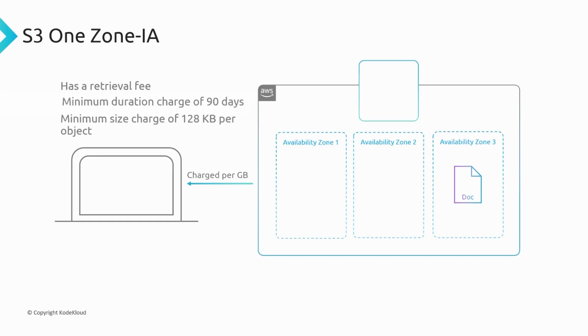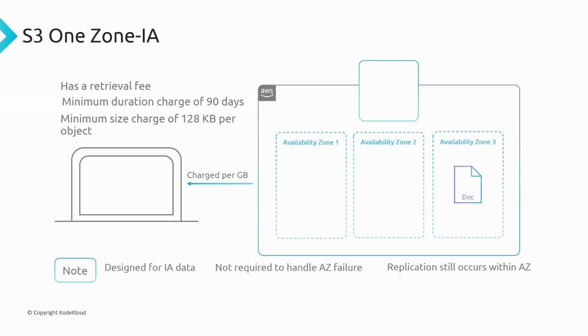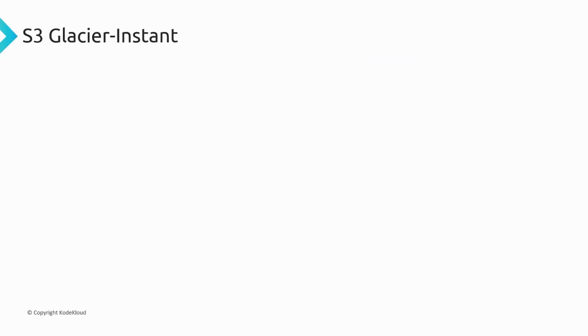So really, the main difference is it's only stored on one availability zone instead of multiple compared to S3 Standard IA. And as I mentioned, this is designed for infrequently accessed data, and it's for data that doesn't need to handle multiple availability zone failures, because obviously if you store on availability zone 3 and that goes down, well, then you've just lost your data. But keep in mind that replication still occurs within an availability zone. So in one availability zone, it's going to be stored across multiple servers. So it's okay if one of the servers goes down within an availability zone, you're still going to have that data available.